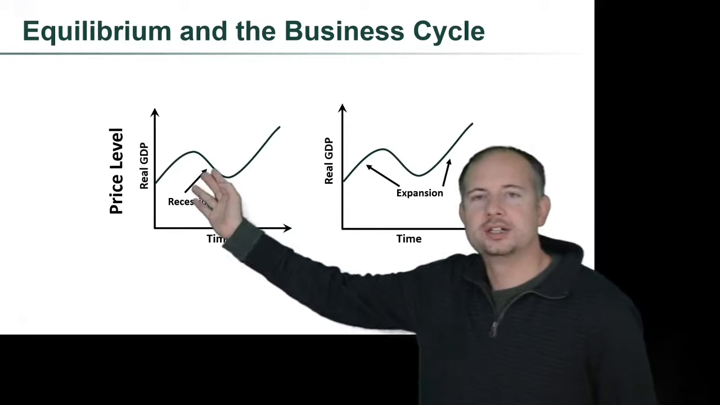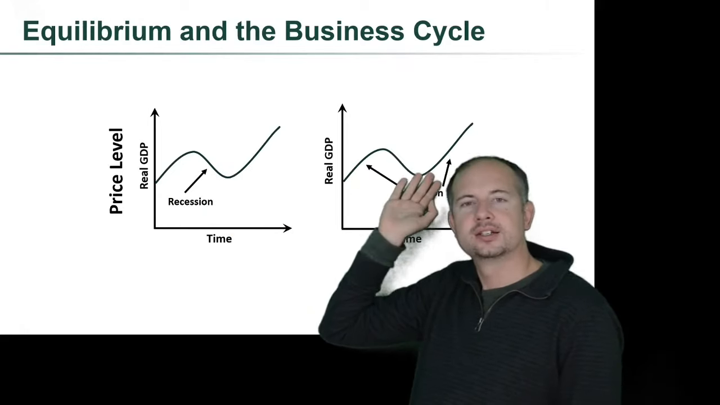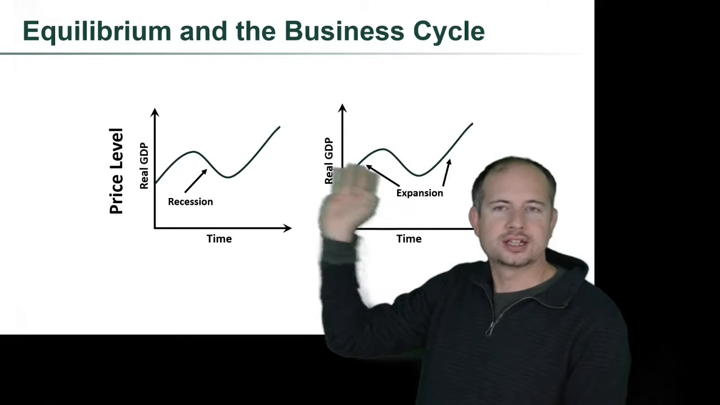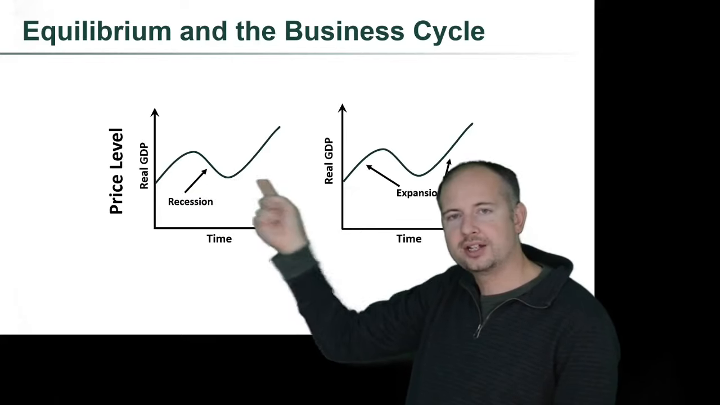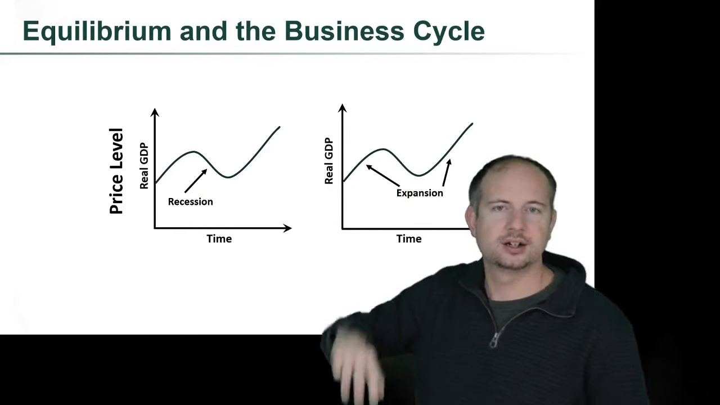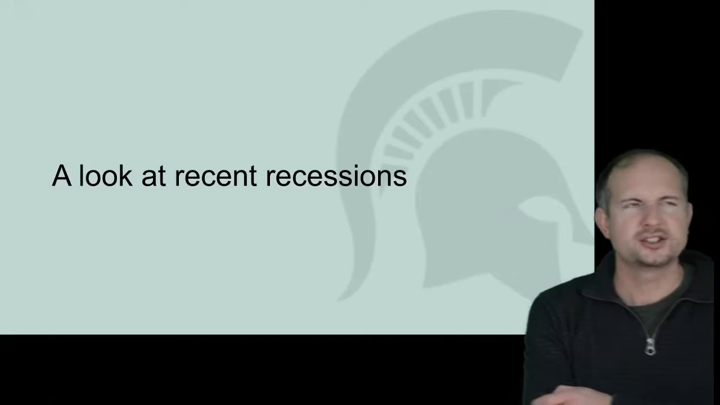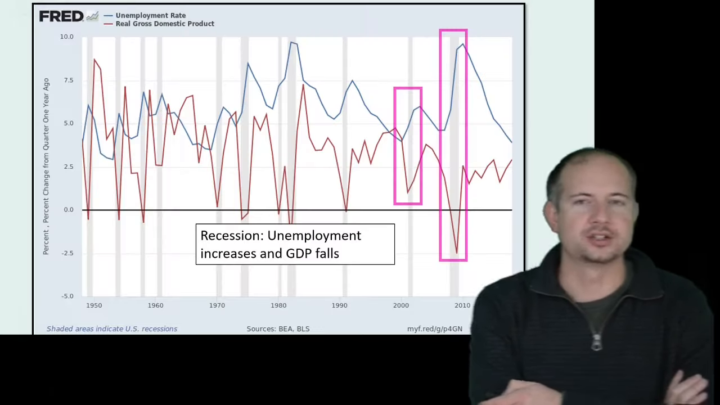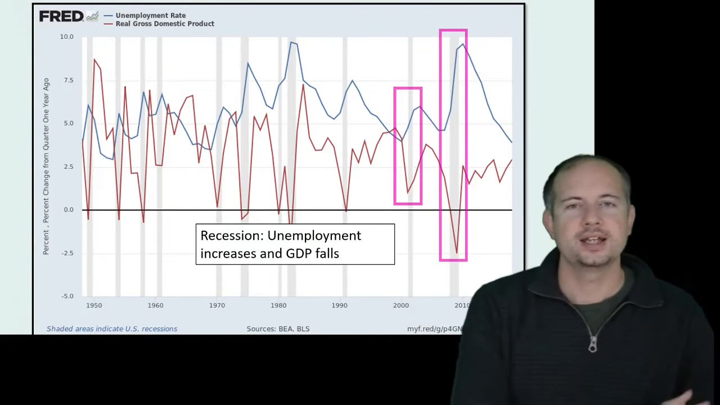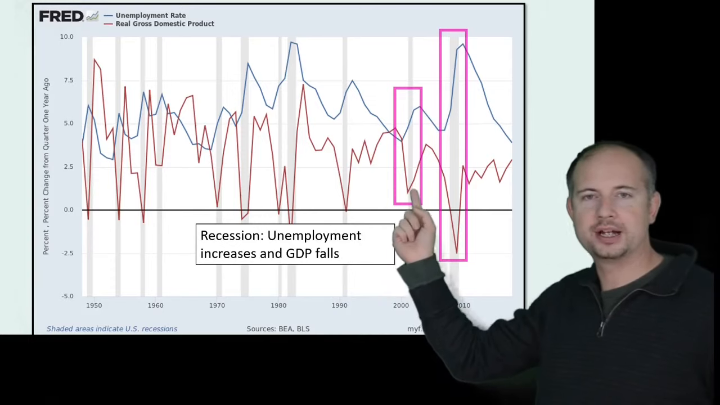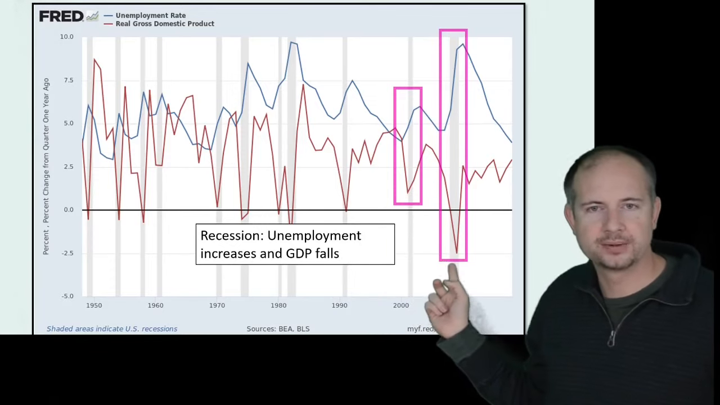Get a recession. At this point, expansion looks like this, right? GDP going down here, GDP going up here. So let's take a look at some recent recessions. What we saw is that this is the dot-com bust around 2000. This is the Great Recession.